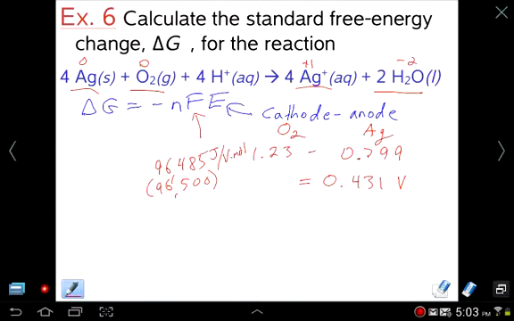And N is actually the number of moles of electrons transferred. Now what we see is, by looking at silver, we have 4 silvers with a charge of 0, and then we have 4 silvers with a charge of +1. So we see that in total, 4 electrons were transferred. Conversely, you can look at oxygen. You have 2 oxygens here with a charge of 0, and then you have 2 oxygens here with a charge of -2. So again, 4 electrons were transferred.